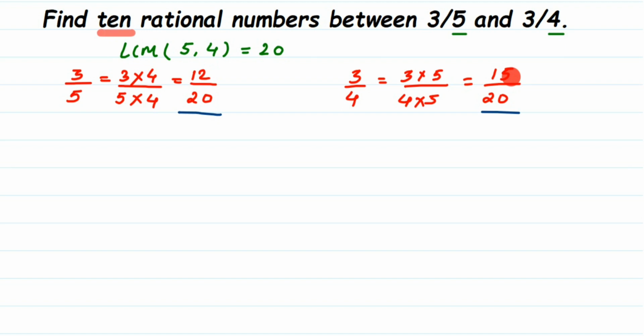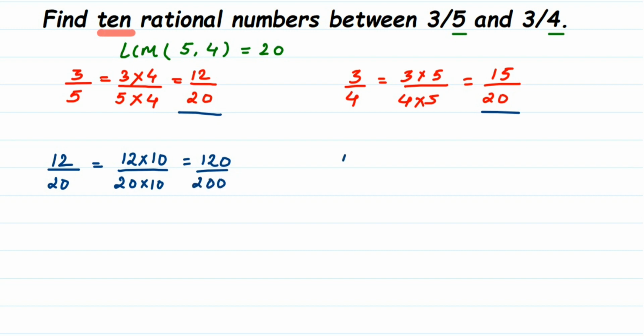So here we have 12 by 20. I'm going to multiply here with, let us take 10. You can multiply with any number. Why am I taking 10 here? Because the multiplication is easy and the gap will also be more. So I get here 120 by 200. This is my first number.